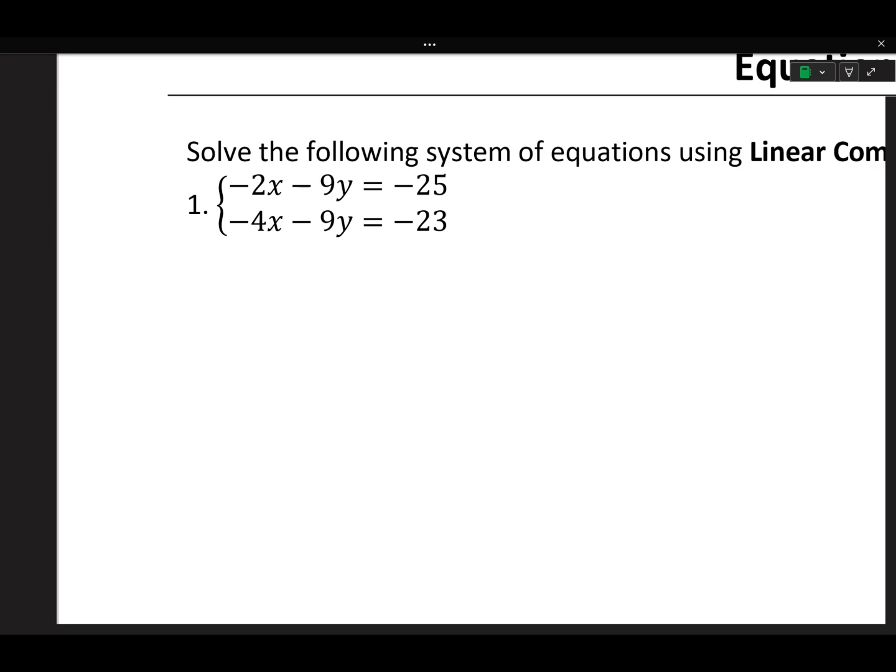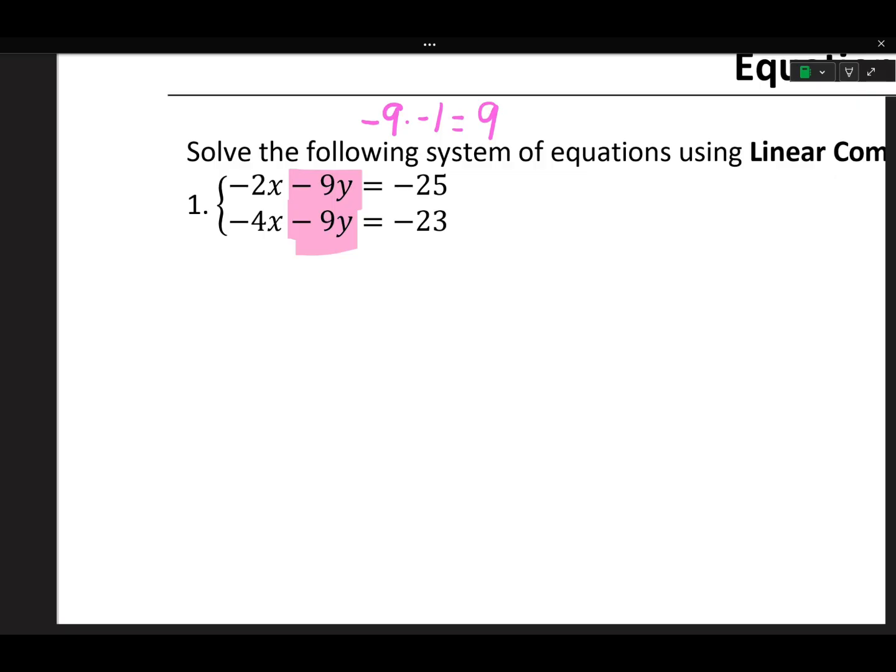Now, in number one, we happen to have two negative 9y's. Well, we can make them opposite. My hint is we do this through multiplication. What can we multiply negative 9 by to get positive 9? Let's think about it. You can multiply negative 9 by negative 1. So if I do negative 9 times negative 1, we get positive 9.